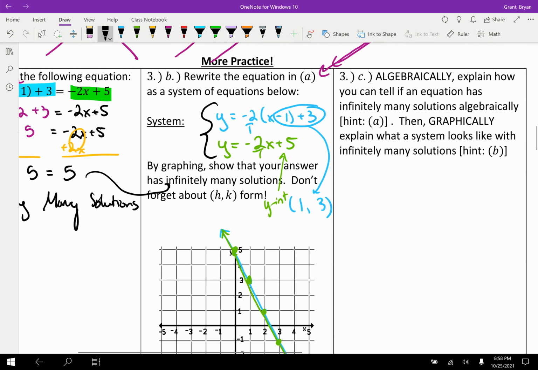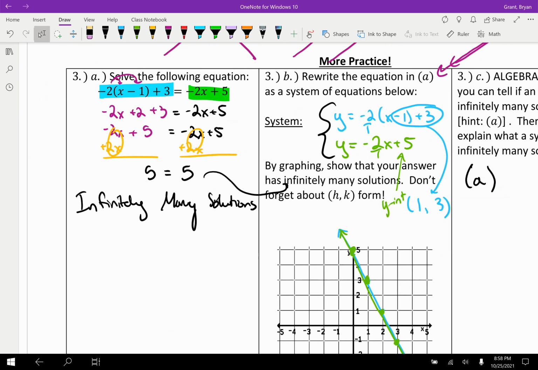So for our conclusion over here, they wanted to tell us algebraically, how do we know when an equation has infinitely many solutions? So let's reference A. A is the problem we solved using algebra. What's the giveaway that the answer is infinitely many solutions? There's 2 things you need to reference.